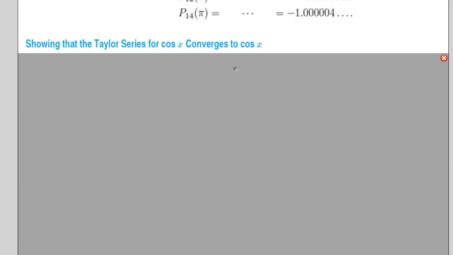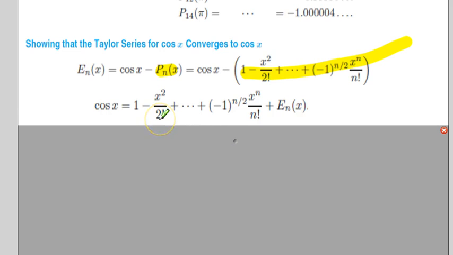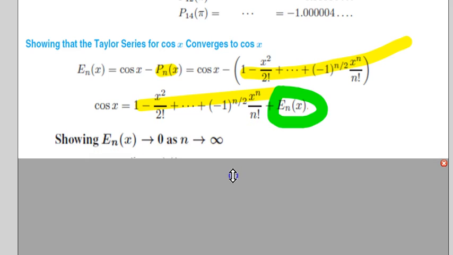So to show that the Taylor series for cosine of x converges to cosine of x, we can show that using the error bound that we talked about. If you remember, this is what the error bound can be calculated at, and this is a Taylor polynomial of nth degree, so it's like a partial sum. Okay, and if we just add P_n(x) to both sides, we get that cosine of x is equal to the Taylor polynomial plus E_n(x). So in order to determine whether or not the Taylor polynomial will converge to cosine of x, we need to see what happens as n goes to infinity. What happens to E sub n? Will E sub n remain a value greater than 0, or will it get closer and closer to 0? So that's what we're trying to consider here.